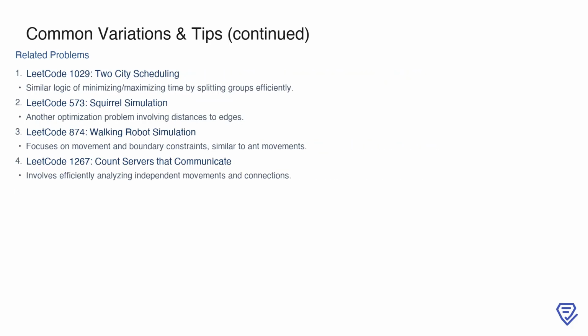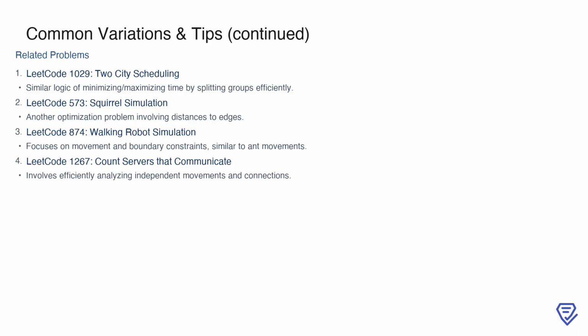This problem also shares similarities with a few related LeetCode problems that can help you build a deeper understanding. For instance, LeetCode 1029, Two City Scheduling, involves optimizing the distribution of groups, which is conceptually similar to splitting the ants' movement into left and right directions. LeetCode 573, Squirrel Simulation, is another optimization problem that deals with minimizing or maximizing distances to edges.